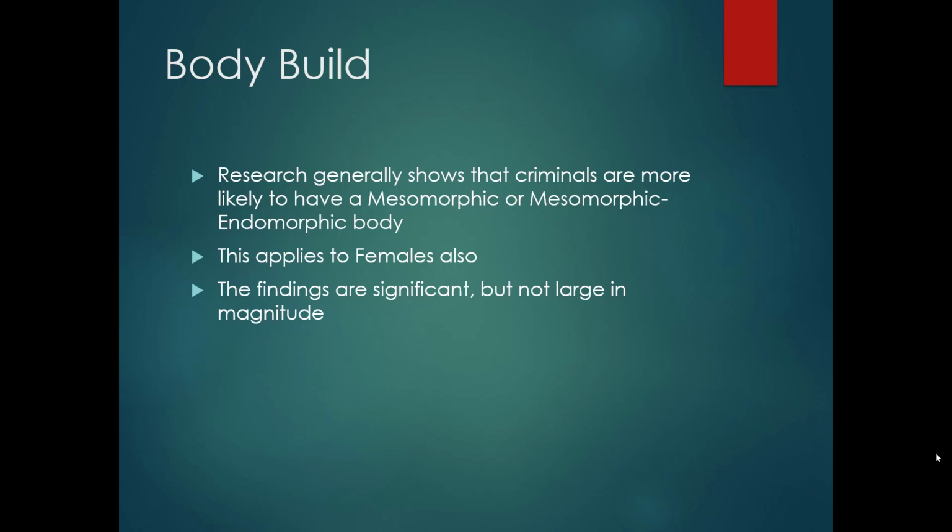For example, it could be the fact that mesomorphs, people who are muscular, who have a very strong body, are able to bully and push their way through life and use aggression more to get their way. So just because they have that body, they're allowed to use those kinds of means.